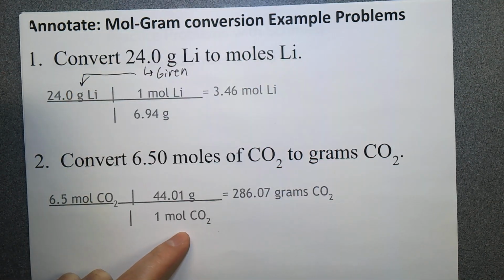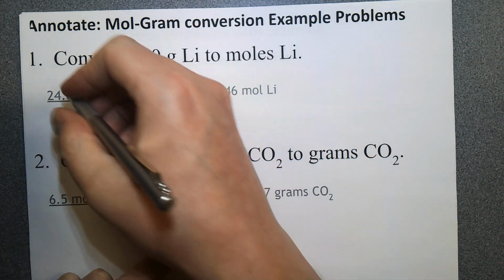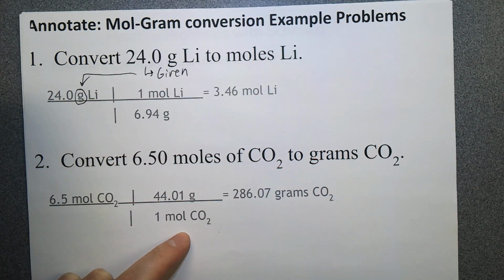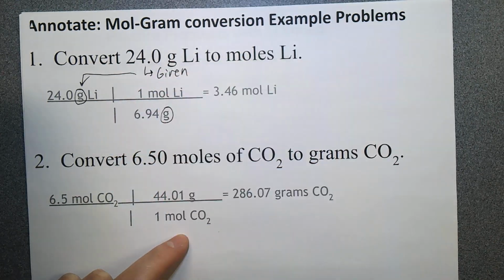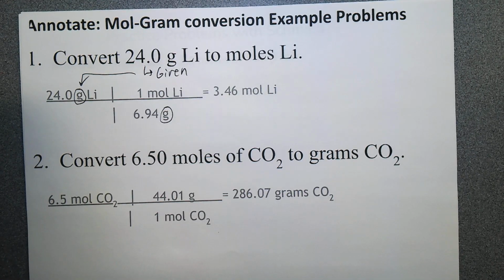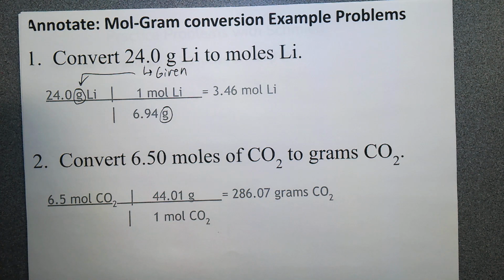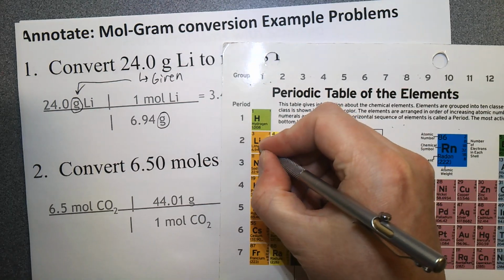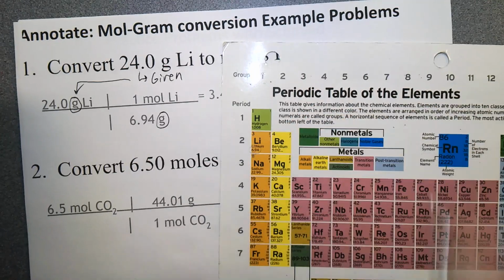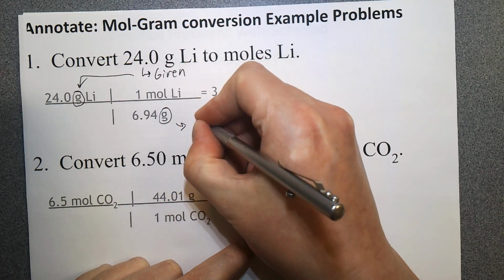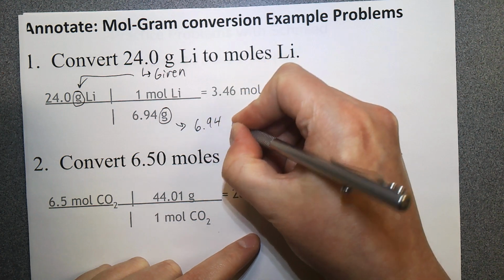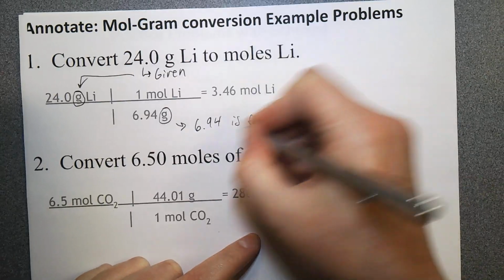We put our first given number there. We want to include the units along with that, 24 grams. And the reason we need to include the units with that is so we know where to put the 6.94 grams. We'll come back to that unit in just a moment. So the 24, that's our given. The 6.94, that's the molar mass, coming straight off the periodic table, 6.94 grams per mole of lithium. So the 6.94 is from the periodic table.